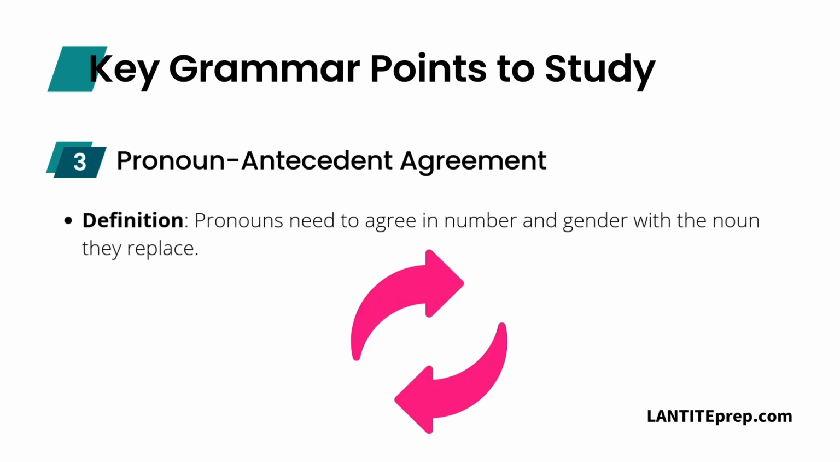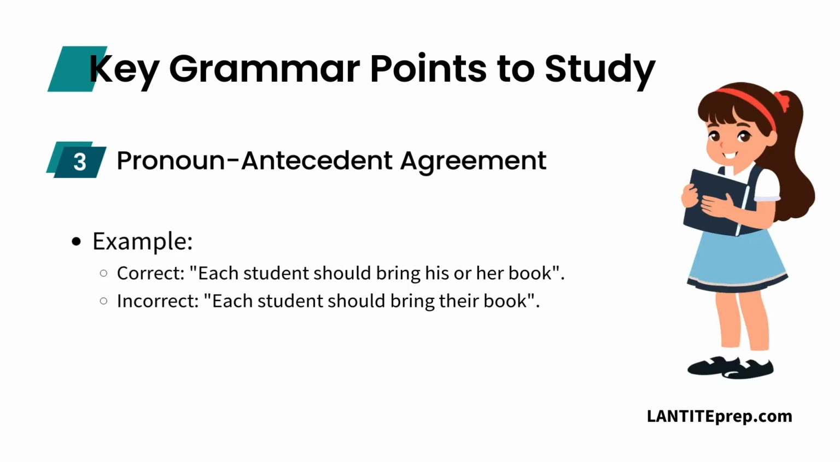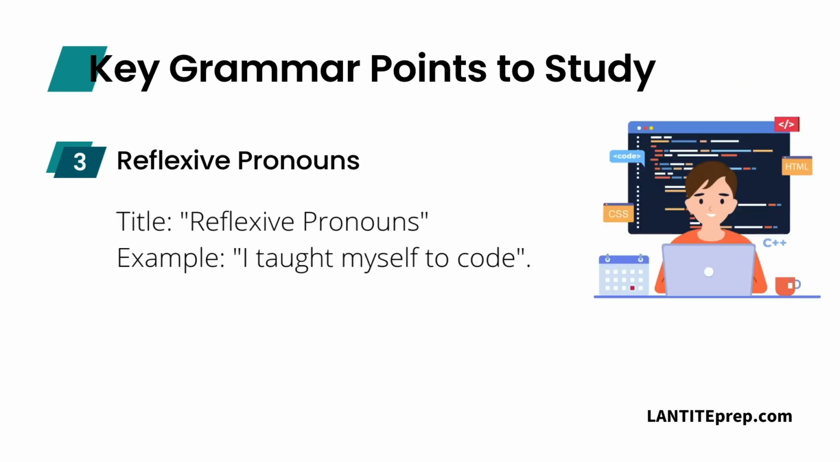Remember that pronouns need to agree in number and gender with the noun they replace. For example, each student should bring his or her book is correct, while their book would be incorrect because their is plural. Now, let's take a closer look at reflexive pronouns, such as myself, which are used when the subject and object of the sentence are the same. For example, I taught myself shows that the subject I and the object myself refer to the same person.